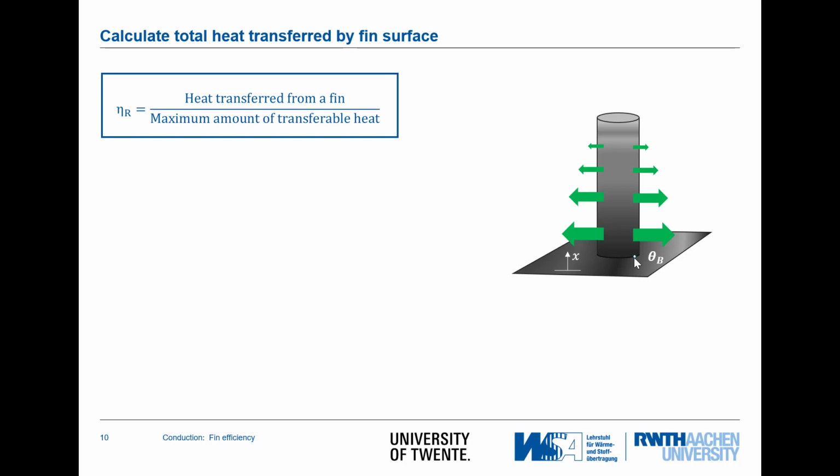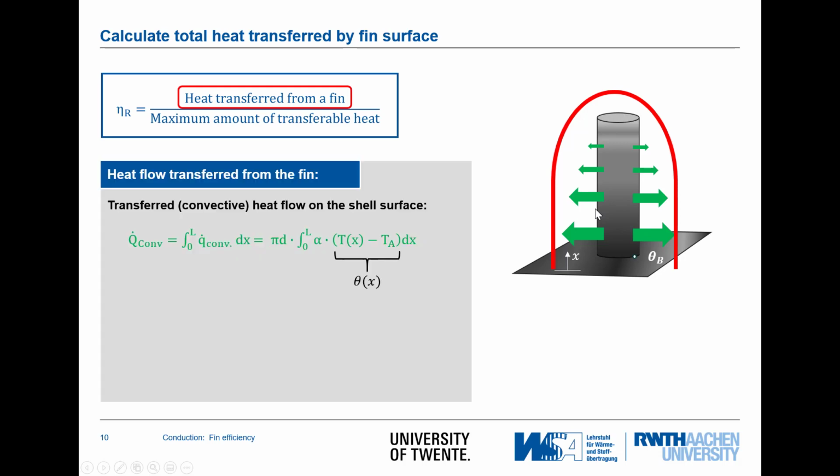Now, in order to calculate the fin efficiency, we need, of course, to calculate both the heat transferred from the fin and the maximum amount of transferable heat. Let's start with the upper part. So we need to calculate the heat that is transferred across the entire fin surface. What we could do is an integration of the convective heat flux over the entire surface.